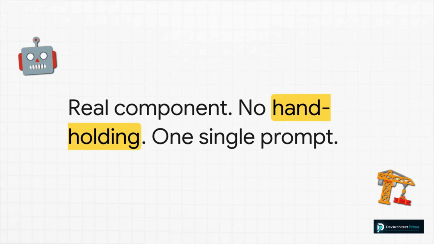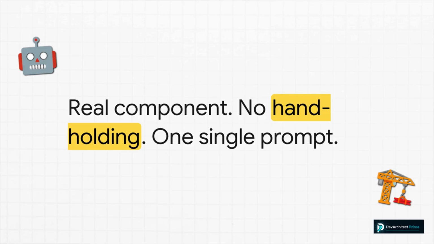To make this a fair test, we had to set some strict ground rules. I gave the AI a real component, a content teaser with an image, a heading, and a bit of JavaScript for a read more toggle. Its existing styles and scripts were basically dumped into one giant, messy, global client lib. You know the drill, classic enterprise technical debt.